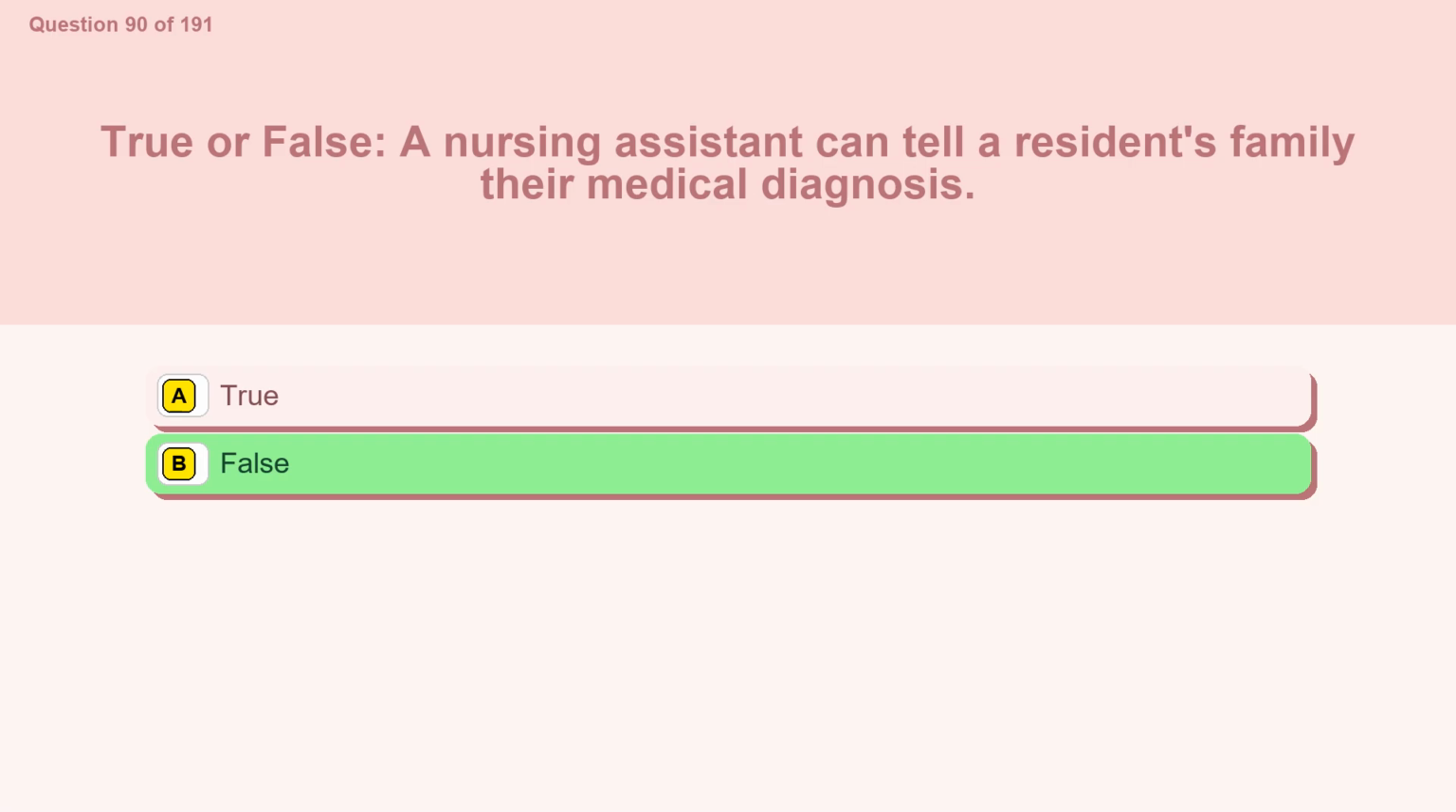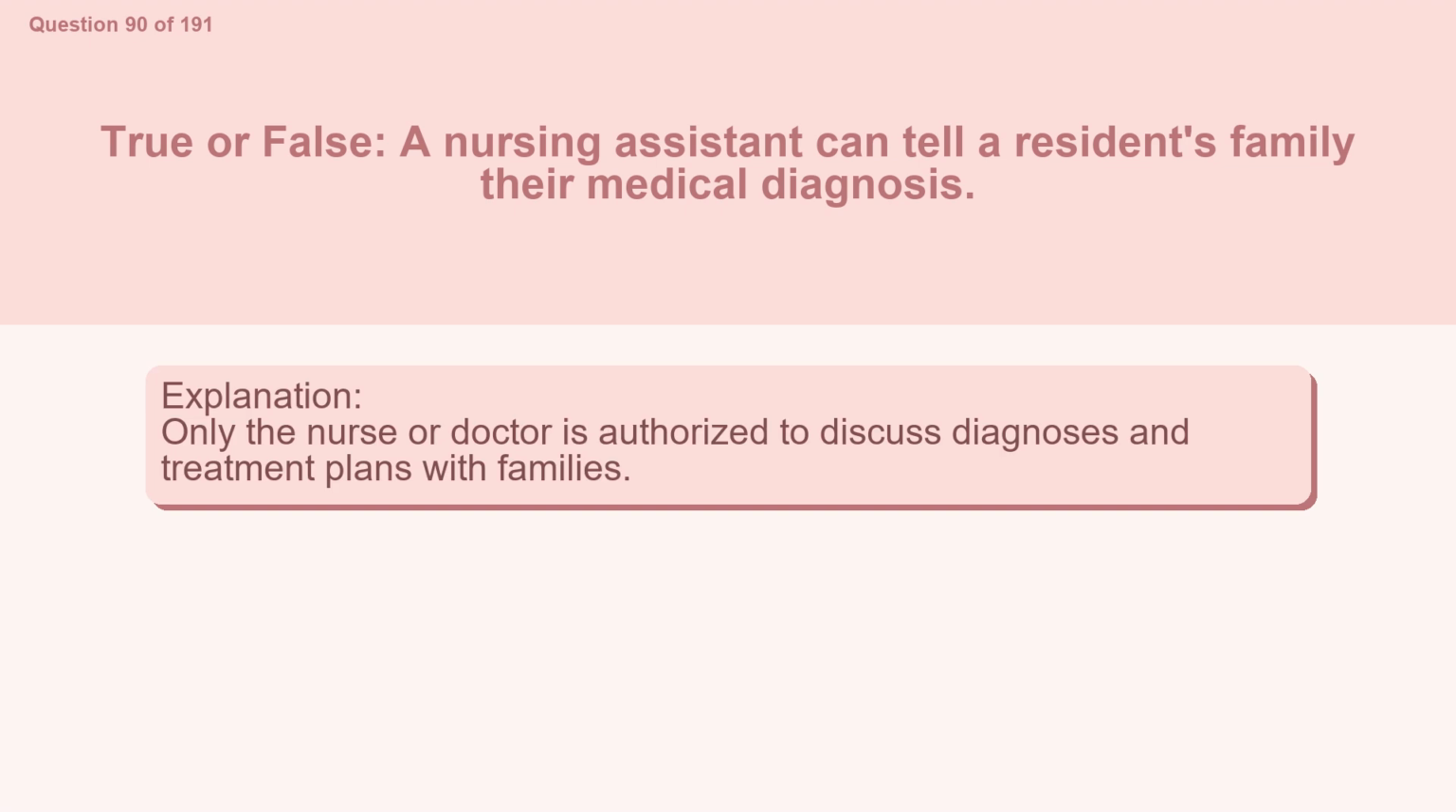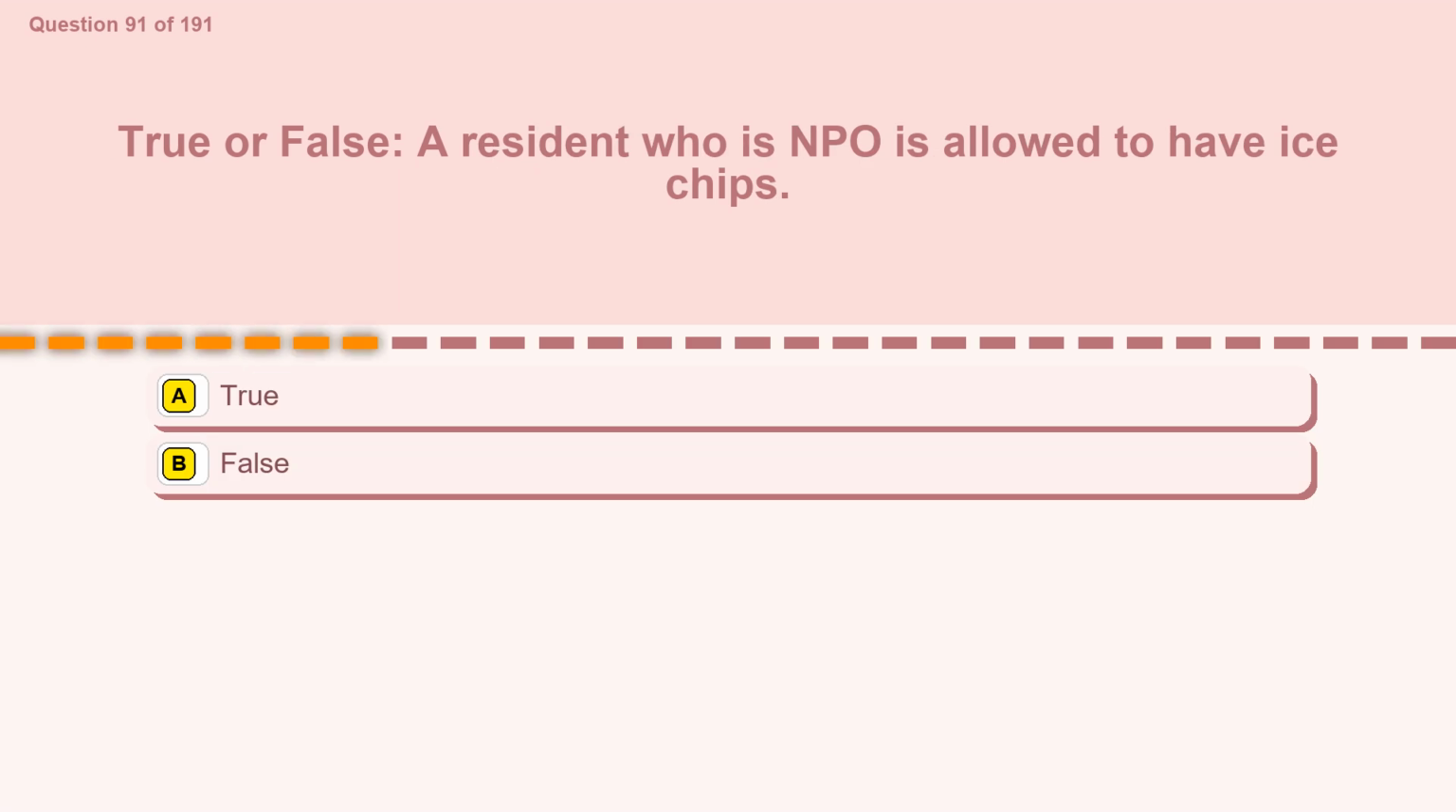The correct answer is option B, false. Only the nurse or doctor is authorized to discuss diagnoses and treatment plans with families. Question 91. True or false, a resident who is NPO is allowed to have ice chips. Option A, true. Option B, false.